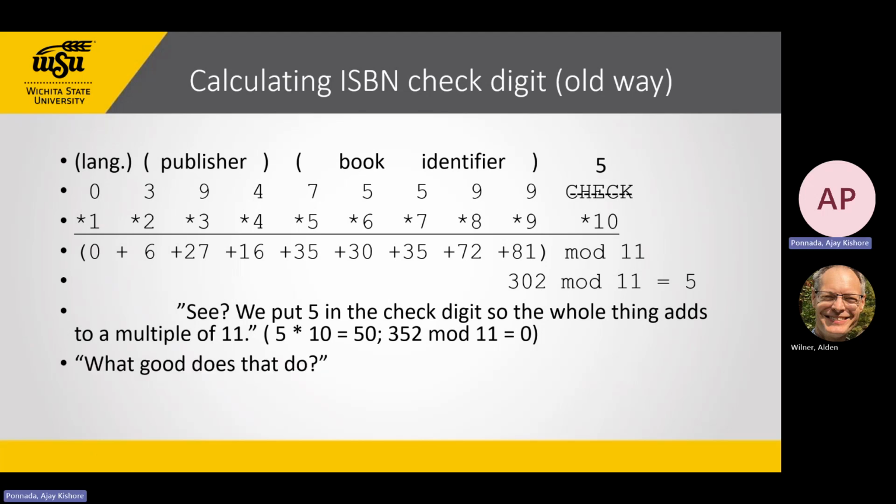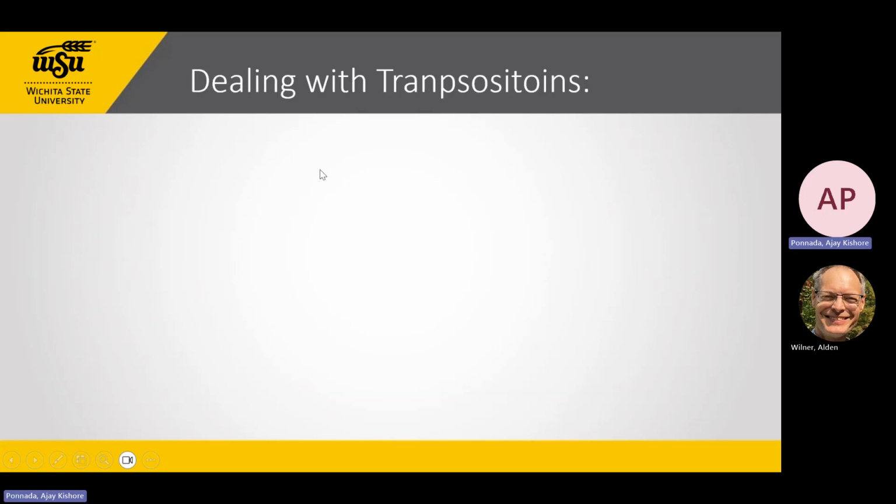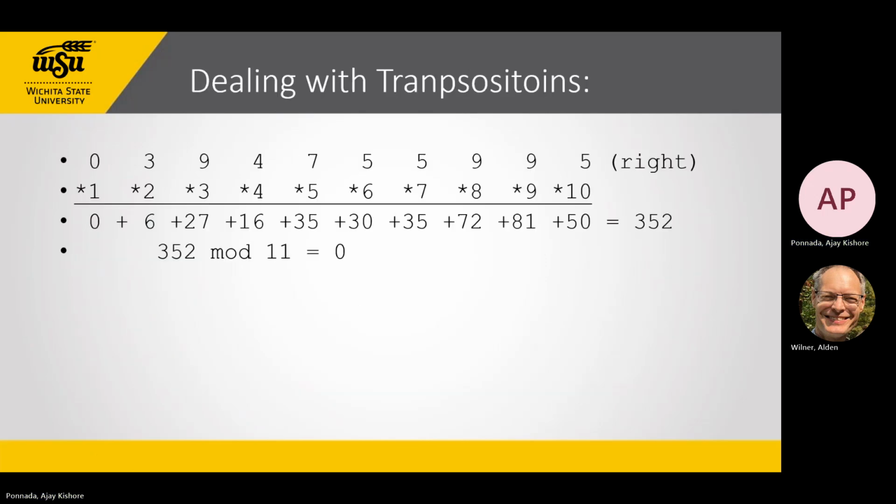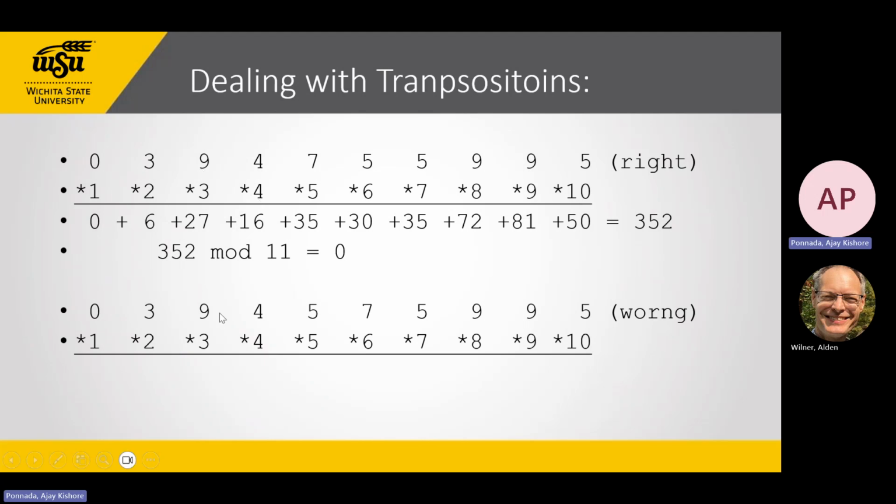So what good does that do? Why are we doing that? Well, suppose someone transposes 2 digits, for example. Instead of 947, if someone mistypes 974, what happens? So, dealing with transpositions. Here, this is the number we have just discussed. This is the right way to type the 10-digit ISBN code onto a book. But what if someone mistypes 2 digits? So instead of 75, here there is 57. So this is wrong.